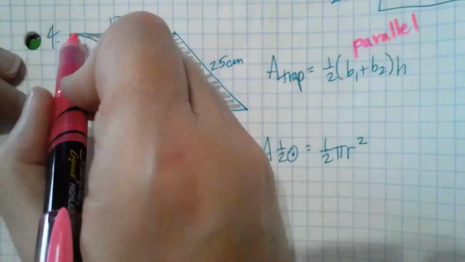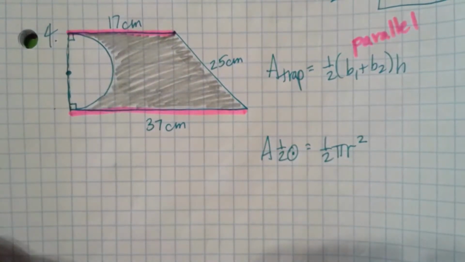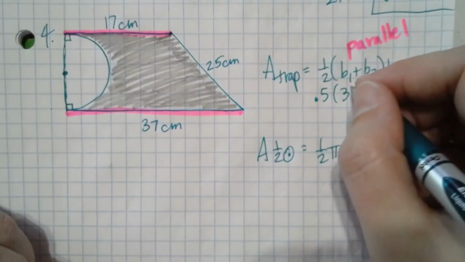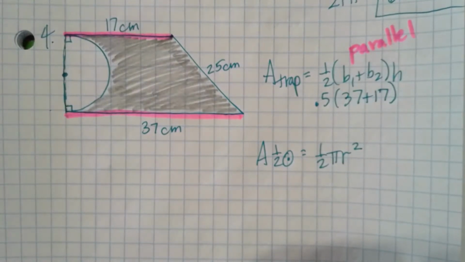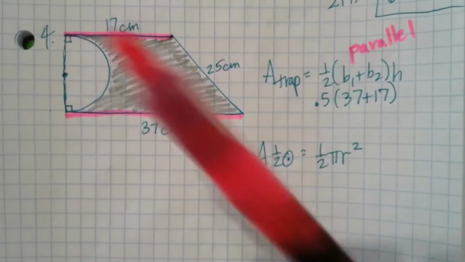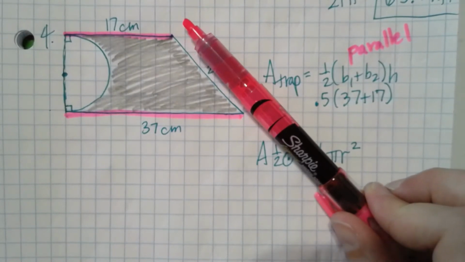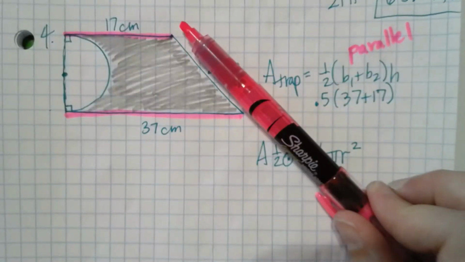Okay, so that's going to be this 17 and this 37. Those are our two bases. So I'm going to do half of 37 and 17, or you can do 17 and 37, doesn't really matter. Okay. All right, and then we got this 25 over here. Is this 25 the height? Crossing my fingers, please say no. This is not the height.